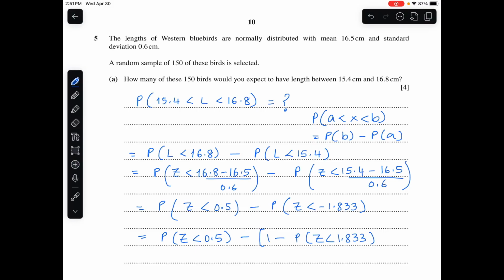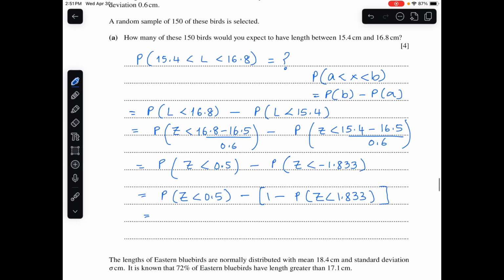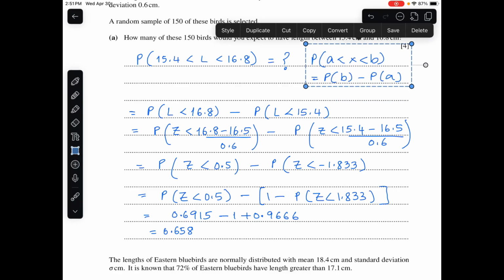So use your tables to calculate that. Then this is going to be equal to 0.6915 minus 1 plus 0.9666, which works out to be 0.958.